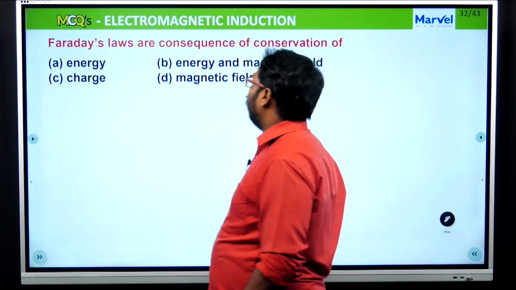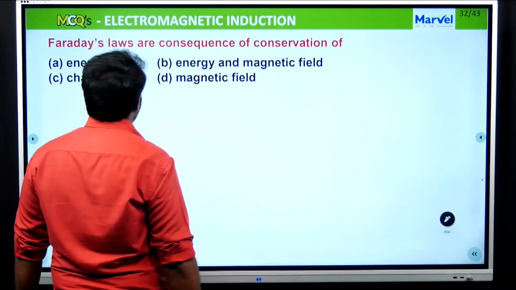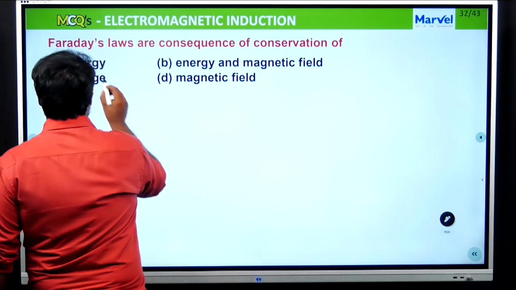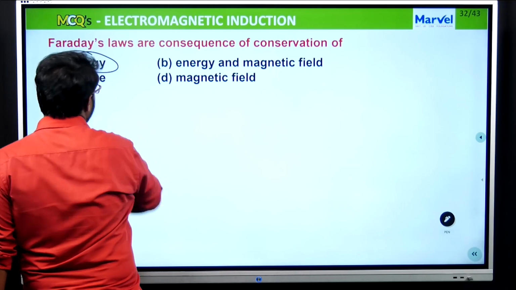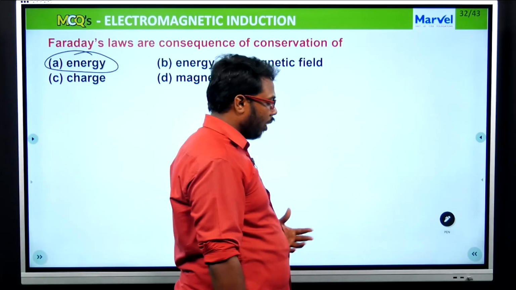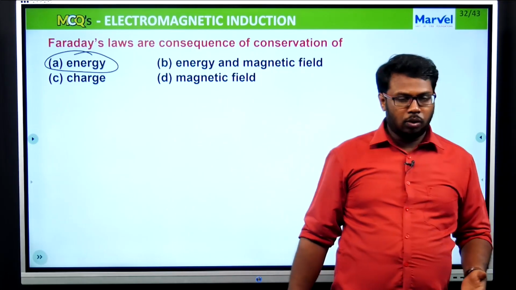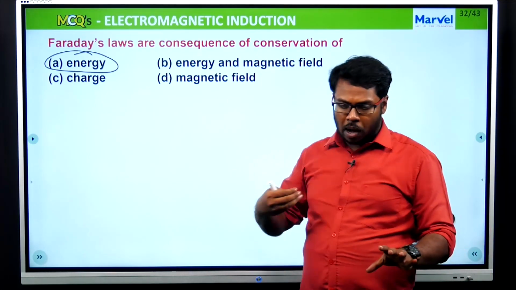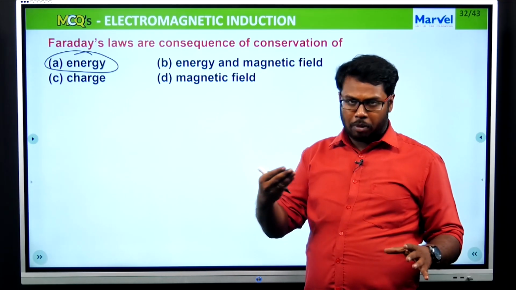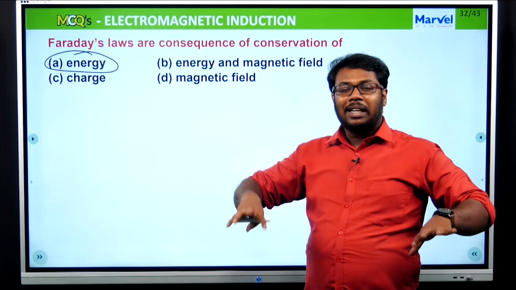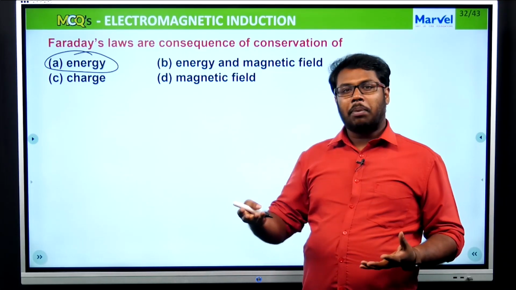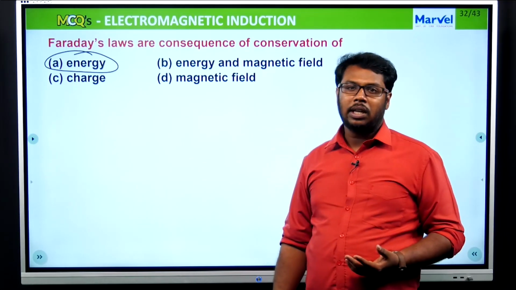Here, Faraday's law is a consequence of conservation of energy. Here the conservation of energy plays the major role, because you see, we produce a magnetic field, and that magnetic field changes with time. If it changes with time, what happens then? It consequently produces an EMF in the loop.